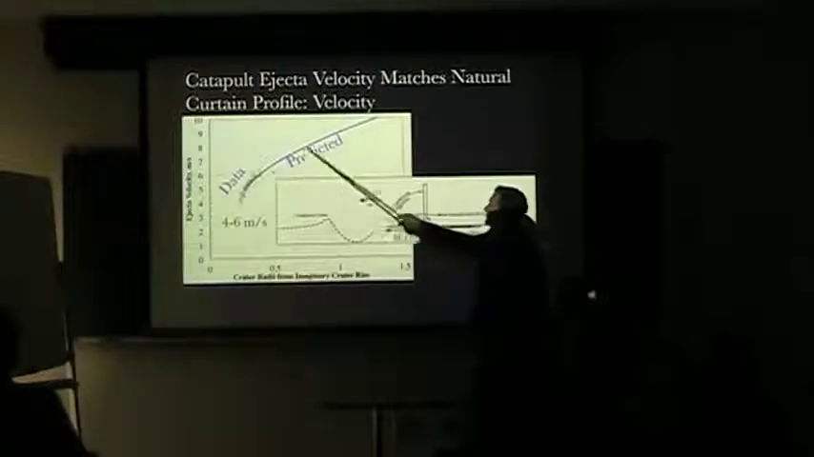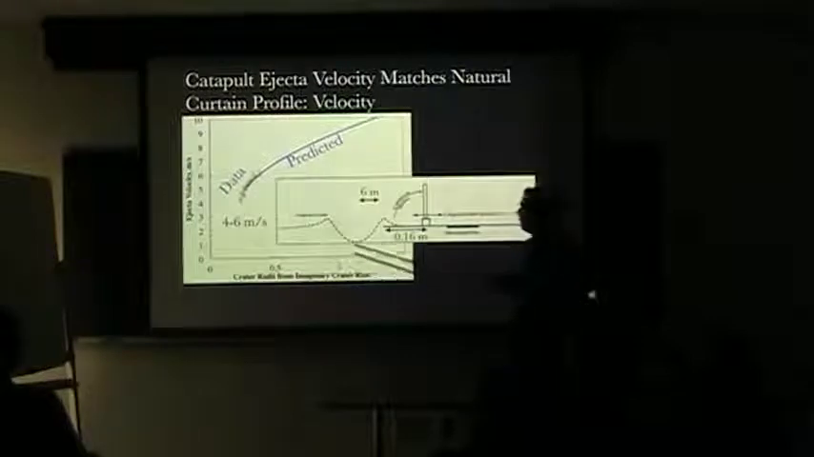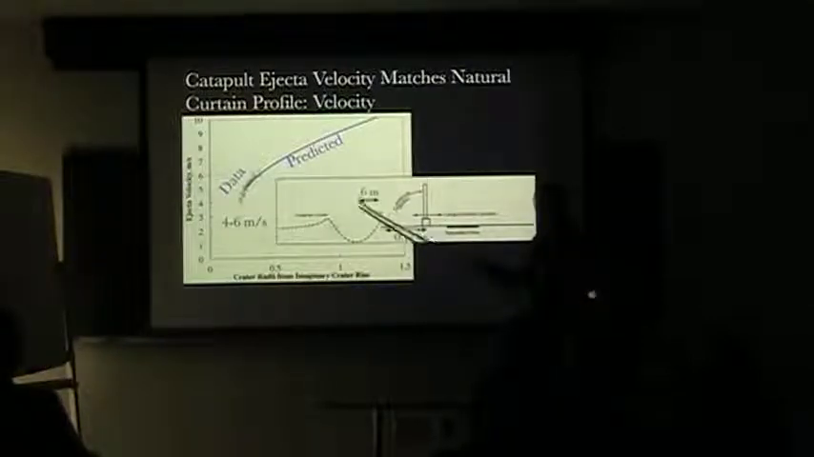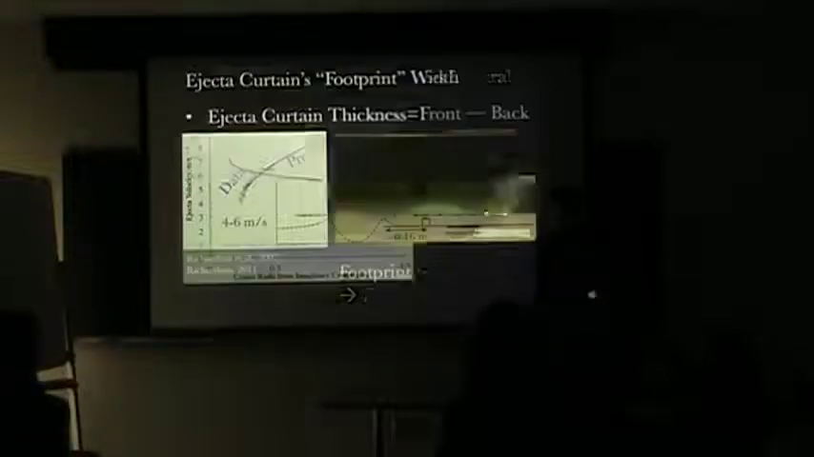And when we fit it to the predicted values from theory, we get a good fit when we assume a crater with a radius of 6 meters, and the catapult is situated 0.16 meters from the rim. So from a velocity perspective, we're simulating a 6-meter radius crater on Earth.